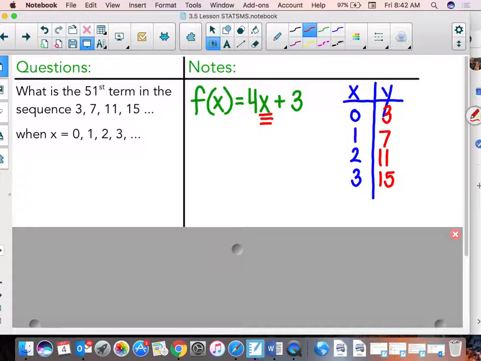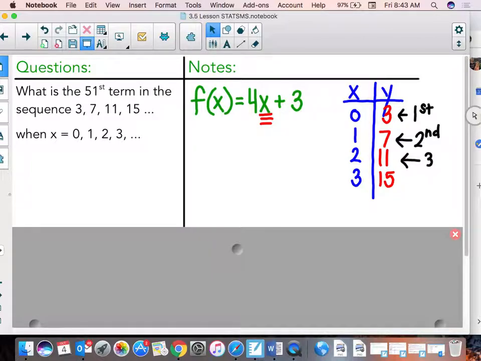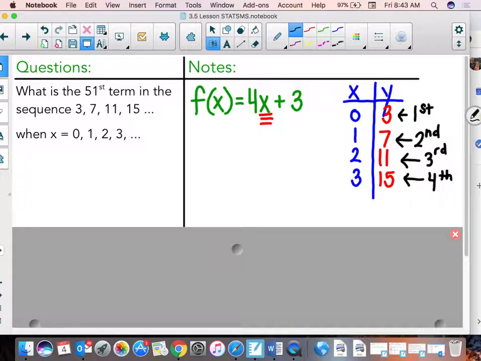Now here's what I want you to keep in mind. 3 was our first term in our sequence. 7 was the second term in our sequence. 11 was the third term in our sequence. 15 was the fourth. We are trying to find the 51st term in our sequence.